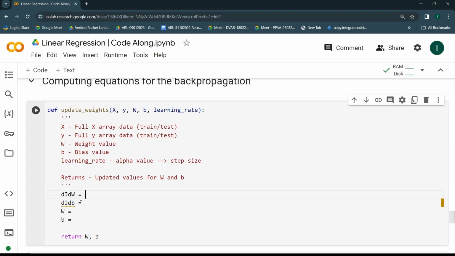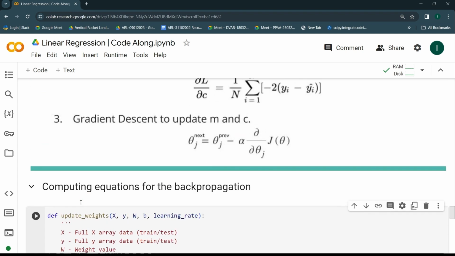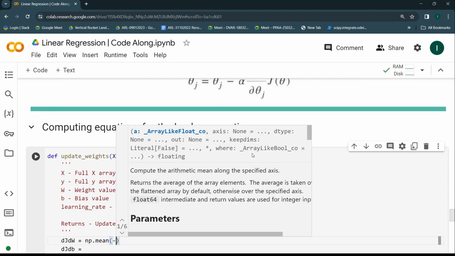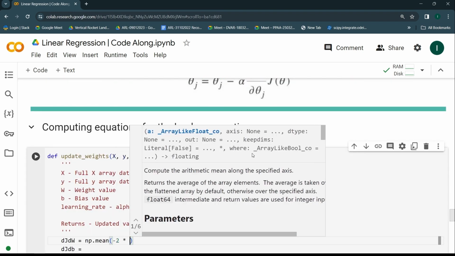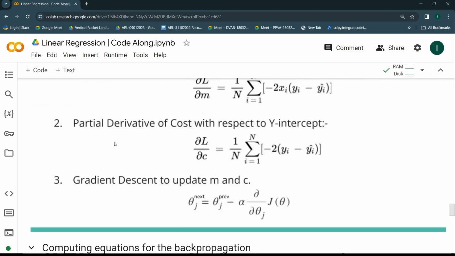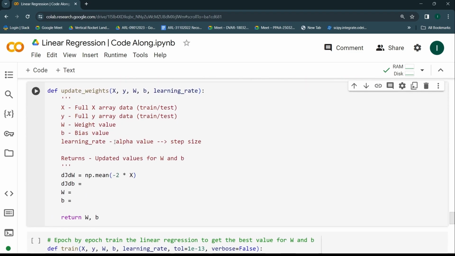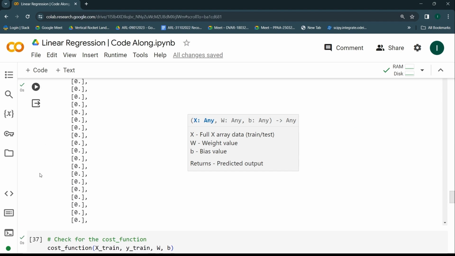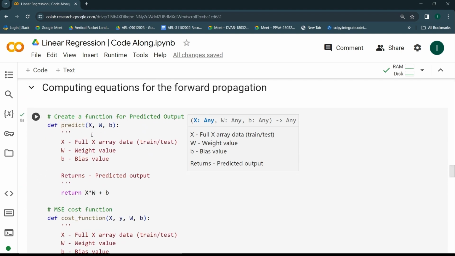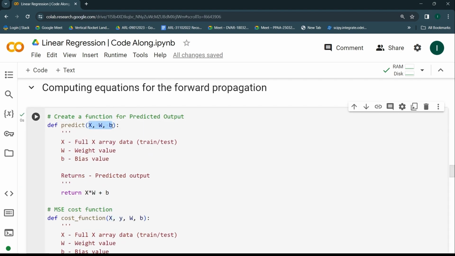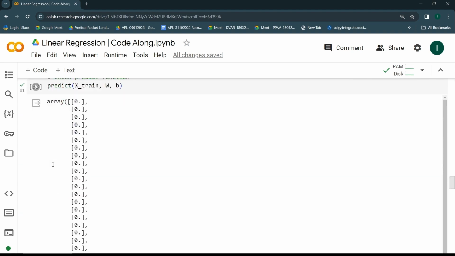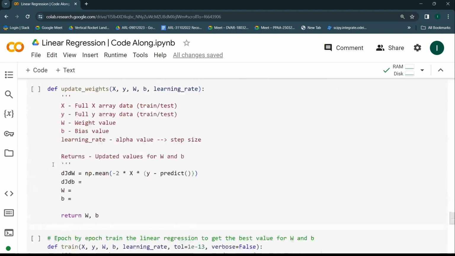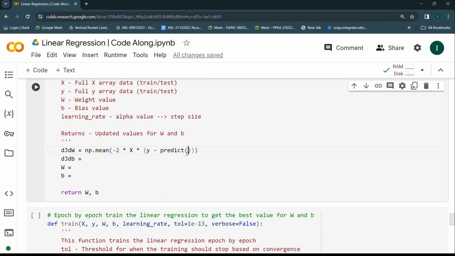So what is this dj dw? It's the mean of what? It's the mean of -2 times the x values. Okay, it will be the whole x array data multiplied by the y minus prediction, that is predict. And predict takes certain type of inputs, and remember, these inputs will always be in the same order as you have passed while defining that function. So I'll just go back to that part and paste it over here.